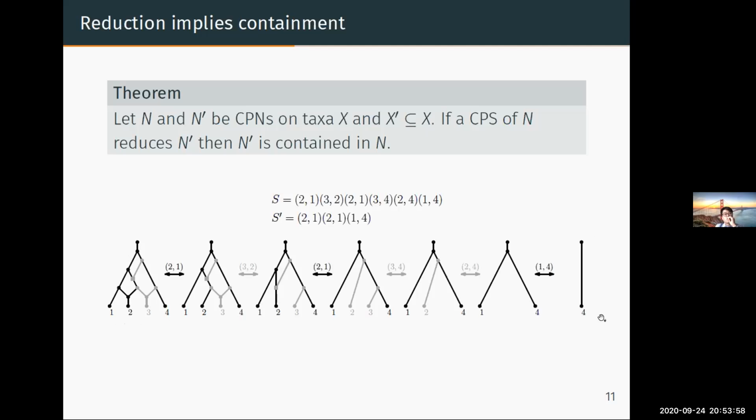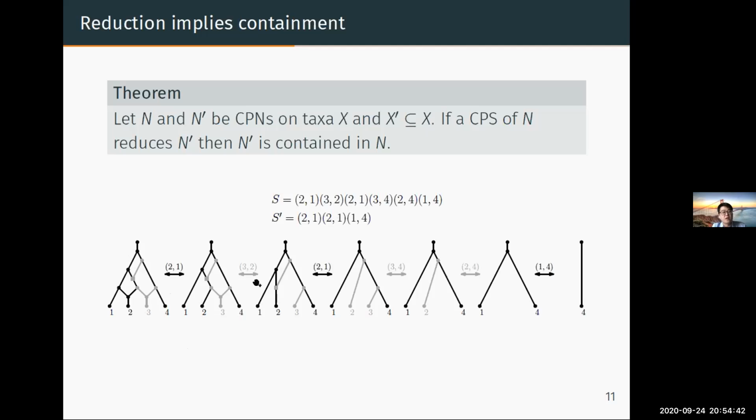Now, the same sequence also reduces n prime, the smaller network. But the thing is, because n prime is a smaller network, not every ordered pair within the sequence actually reduces something in n prime. What do I mean by this? Well, if we look at the very first deletion here, we know 2, 1 is a reticulated cherry in n prime, which is a smaller network. So of course, when we apply 2, 1 to both networks, it will affect both networks, right? It's going to delete this reticulation edge over here.